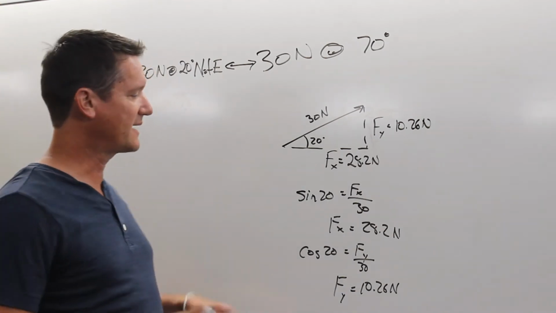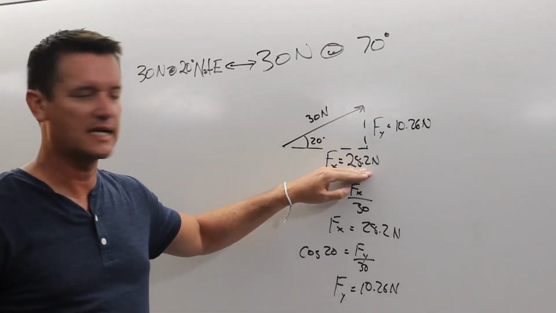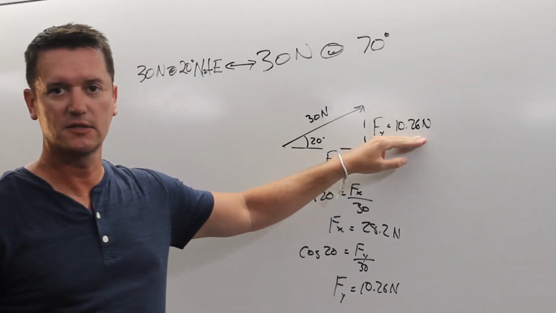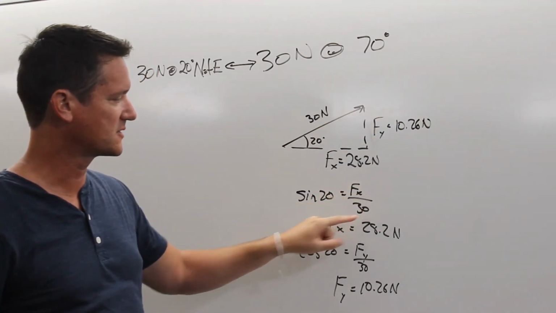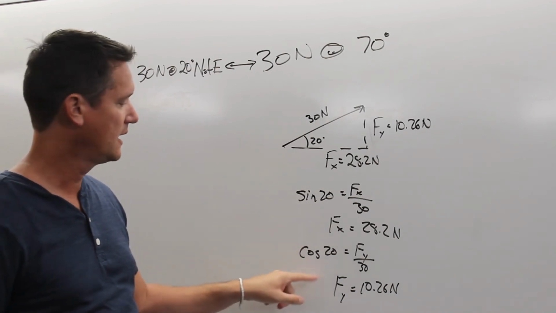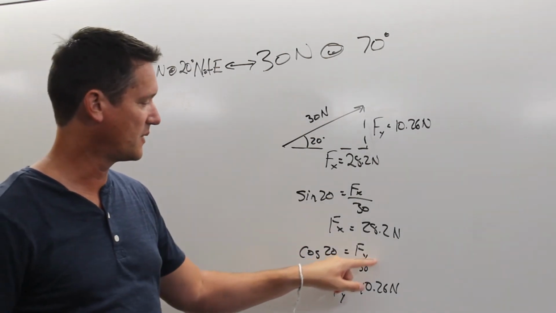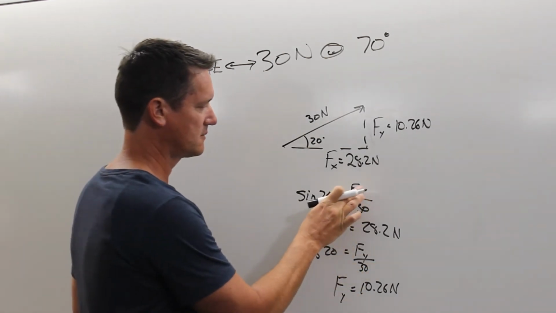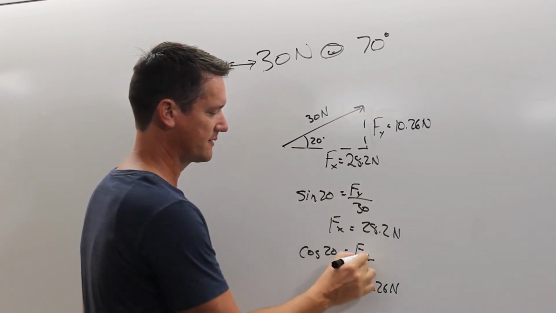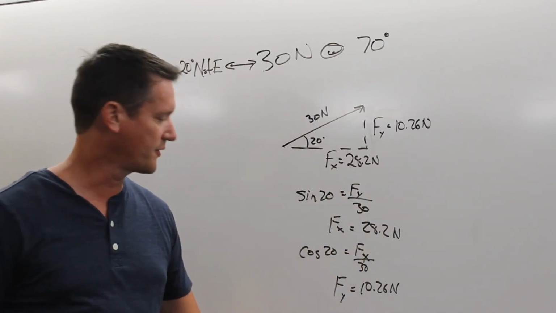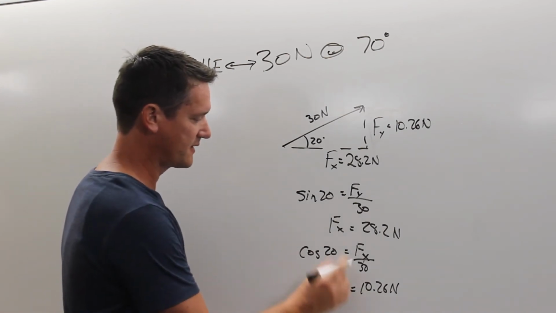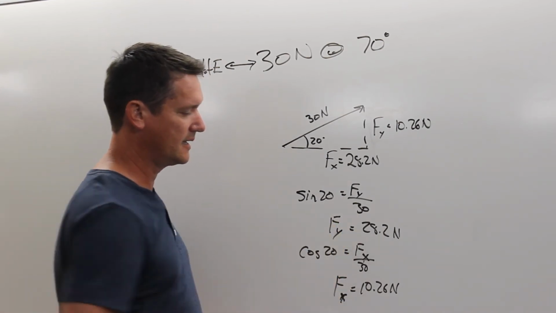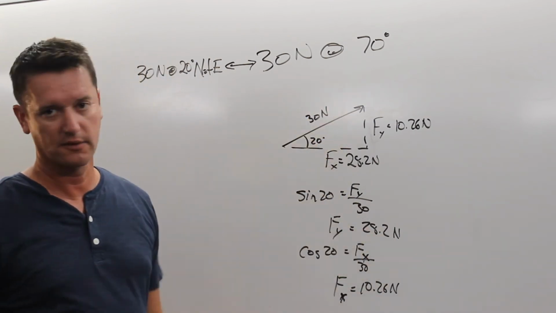Okay, so I got 28.2 newtons down here and 10.26 newtons up here. All I did was take the sine of 20 is equal to f of x over 30, or the sine of 20 times 30. Or the cosine of 20 is equal to f of y. Actually, this is f of x. The sine is f of y, and this is f of x, over 30. And so I got 10.26. It makes sense that this is smaller than this since the angle is pretty small.